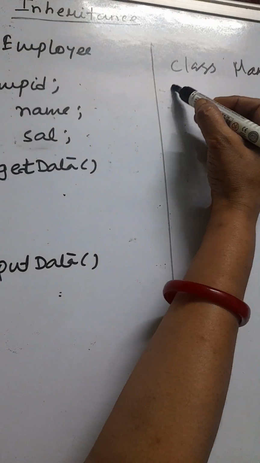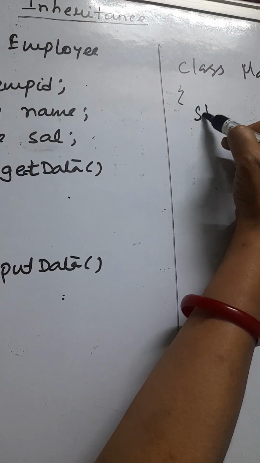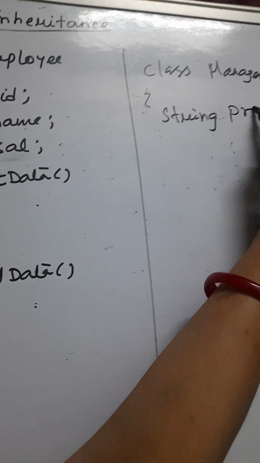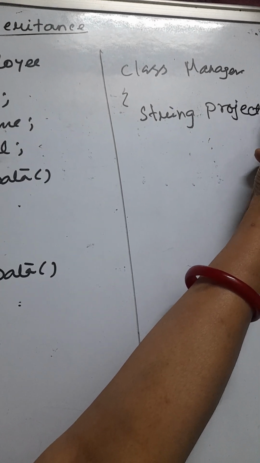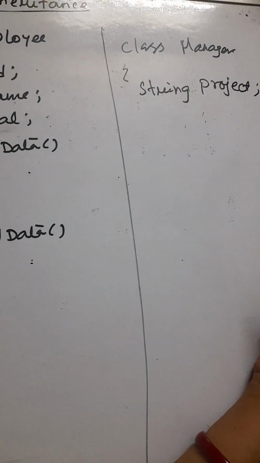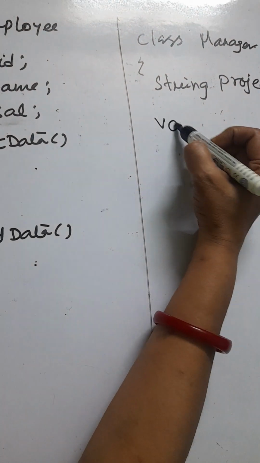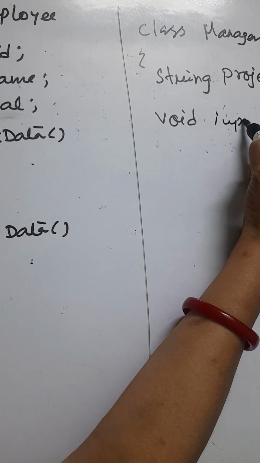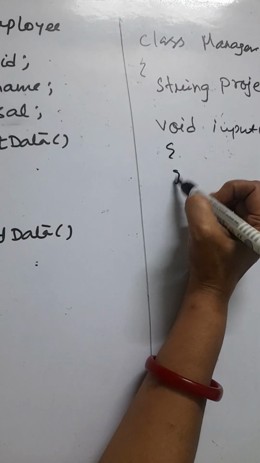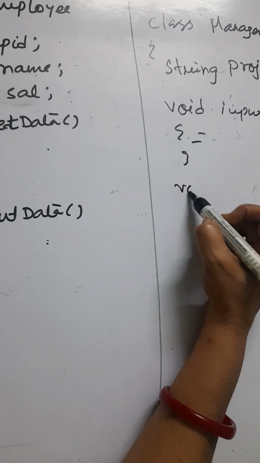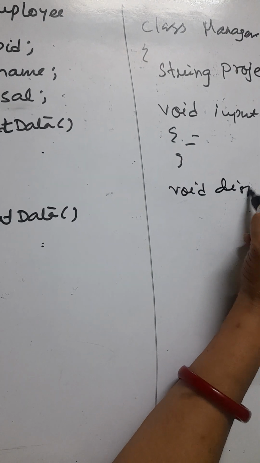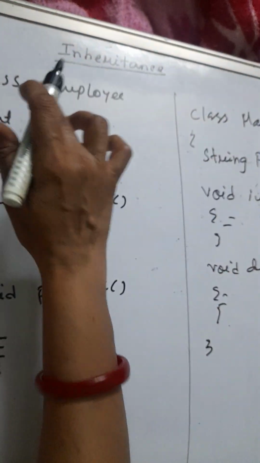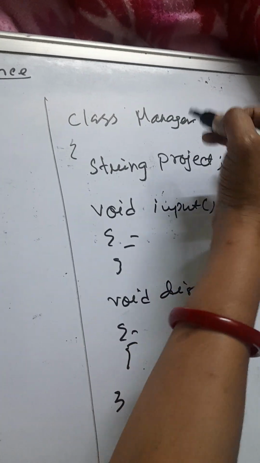So here maybe the manager will handle some project. So here I have to create one variable for the manager, that one is the project. So how do you do this? Again you have to create some methods, maybe void input, so you can create it for the manager also, and here maybe void display. Clear? So now this manager will extend from the employee, so that's why it is a normal class.